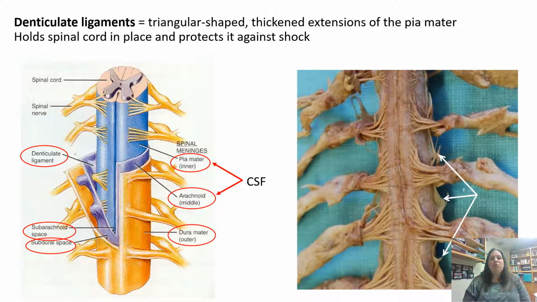There's also going to be these special structures in the spinal cord called the denticulate ligaments. These are triangular shaped, thickened extensions of the pia mater, which is going to help hold the spinal cord in place and protect it against shock. Okay, so that when you go running and things like that and you're jarring your back, it's not causing the spinal cord to move up and down through your back. It's held in place. It's anchored by these ligaments, which again are these extensions of the pia mater.